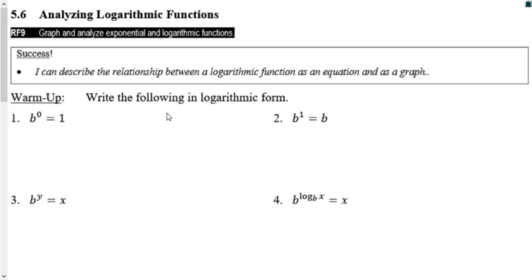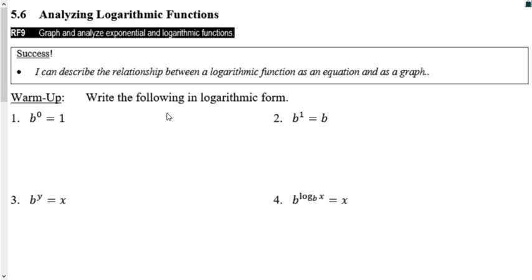Welcome to another Math 30-1 lesson in Chapter 5 as we're looking at exponential and logarithmic functions. And we're on to Section 6 of the chapter where we're going to analyze logarithmic functions. So here we're going to be looking at the graphs of logarithmic functions and seeing again how we can apply all those transformations that we learned previously in the course to graphs of logarithmic functions as well.